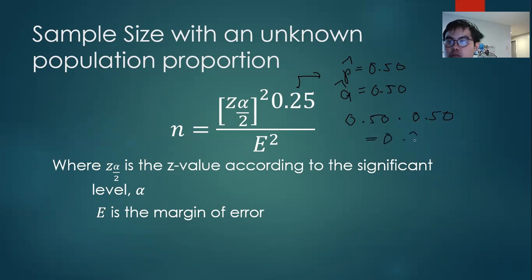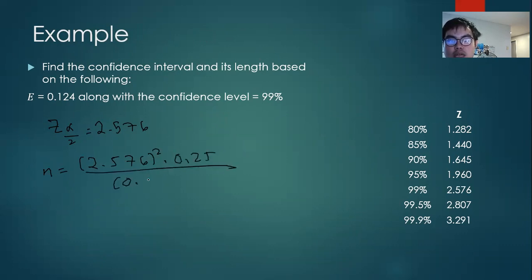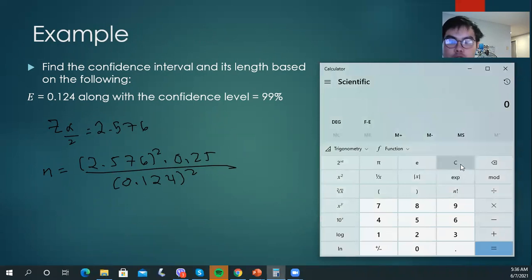So the given is the margin of error and the z-value according to the confidence level, which is 99%. To get the z-value, we find the z-value that corresponds to this confidence level, which is 2.576. To get the sample size, we're going to square the z-value with 0.25, then divide it with the square of the margin of error. We're going to do the same thing as we did in the previous example.